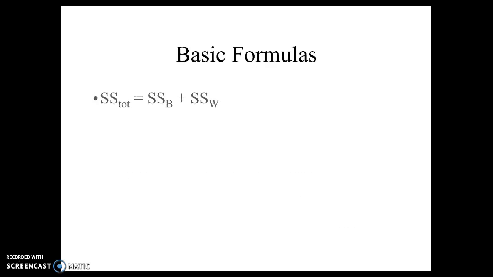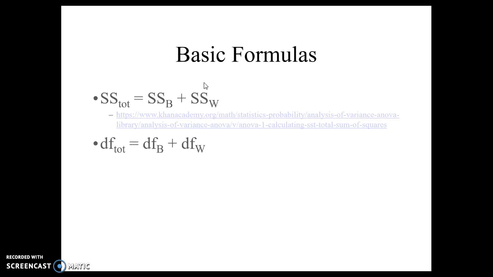Here's your basic formula. That looks easy. Go ahead and click on the Khan Academy website and spend 7 minutes looking at conceptually how the sum of squares total is calculated. And then what ANOVA does is it breaks that down and it looks at how much of the total variance is due to between groups versus within groups. We of course have degrees of freedom, and that degrees of freedom total is because of degrees of freedom between and degrees of freedom within. Mean square. This is just the sum of squares divided by degrees of freedom.